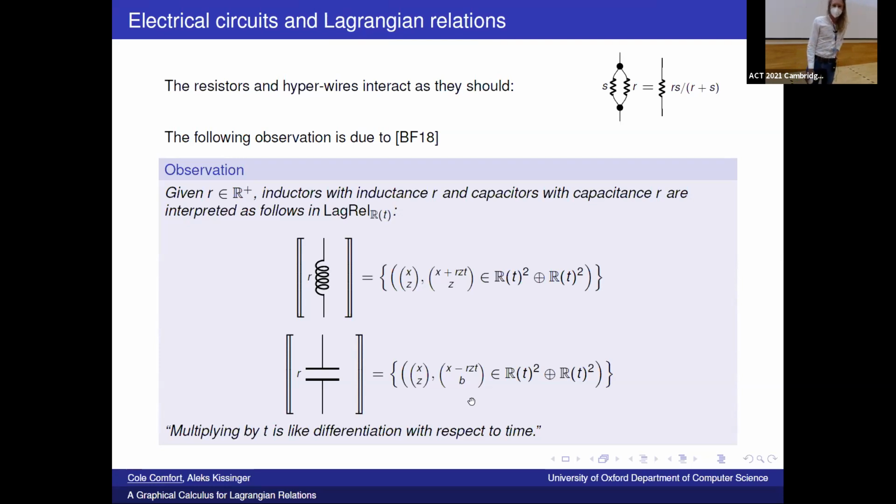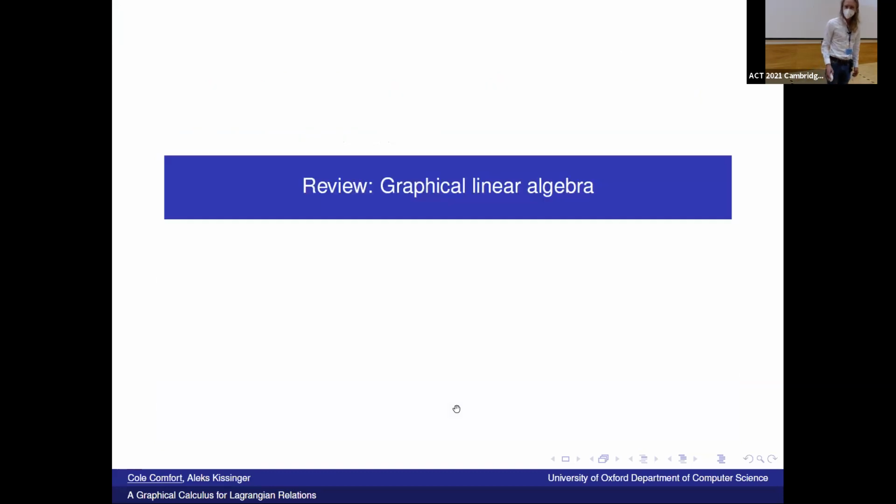So the idea here is that when you add this invertible element to T, it's like you're differentiating with respect to time. So you get more generators. You get capacitors and inductors. So there's a lot of structure which you can express in this setting.